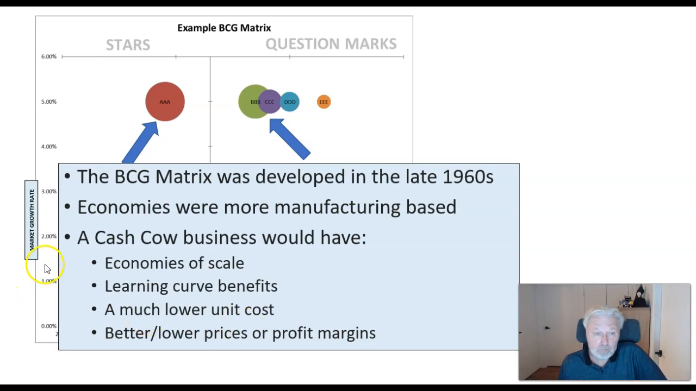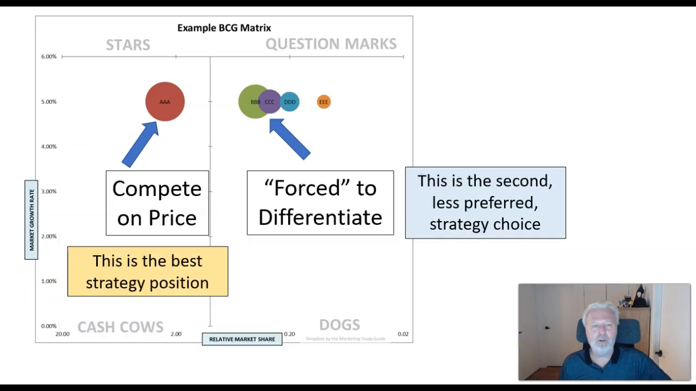Either way, this is the place to be in the BCG matrix. Here they can compete on price or margin. Here we can't. We are so far behind in terms of market share, especially these players, that we cannot get the same cost structure. So we can't compete on price. We can't even match price. So I've got in quote marks, "forced to differentiate."